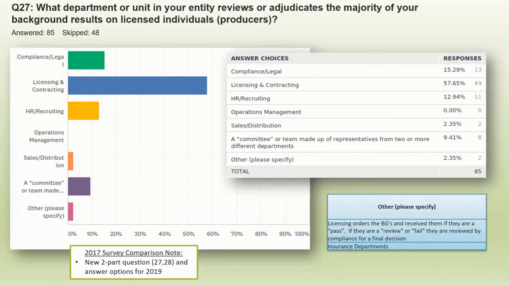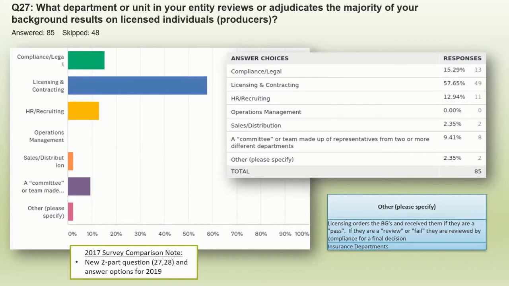Now jumping right back into your internal practices, these two questions. This is a two-part question. Who within your entity reviews or adjudicates the majority of the background results on licensed individuals, your producers? This year we separated it, because last year there were a lot of other responses where they said, well, if it's really bad felonies, then legal does it. If it's just routine stuff, then it's our licensing or contracting. So in this case, we have the highest representation within the licensing and contracting team adjudicating background related information when it's processed.